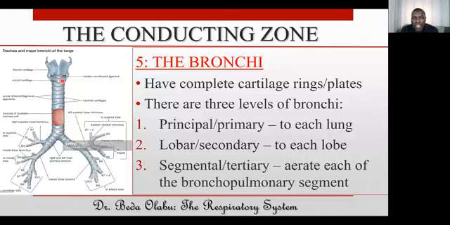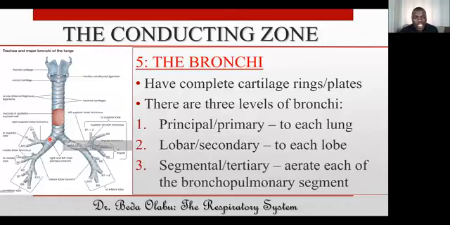But from the trachea, there is diversion. Some air goes to the right, some air goes to the left. So we get the first diversion here. Therefore, we call the principal bronchus the first generation of airway division. And these diversions will be all over, all the way to the alveoli. So the first generation of airway division is the main bronchus.